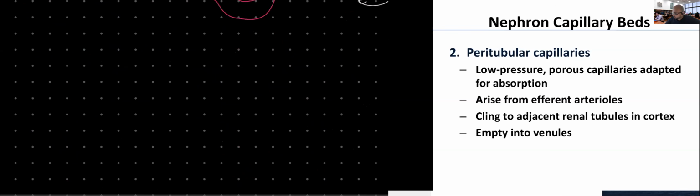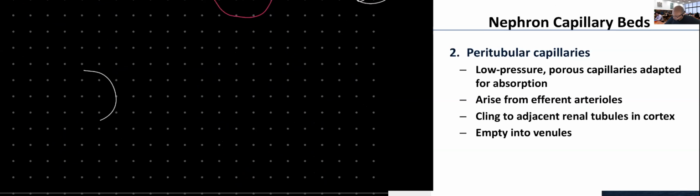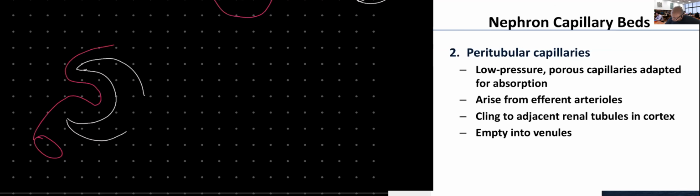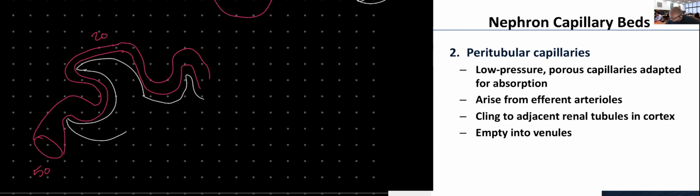So imagine on here, drawing just Bowman's capsule. I got the blood in, I got 50 in, let's say, and draining 20 out. And those are my peritubular capillaries. Those are my tubules. So what is the pressure? If I'm saying that this is directly proportional with the pressure, pressure here is 50, pressure here is 20.